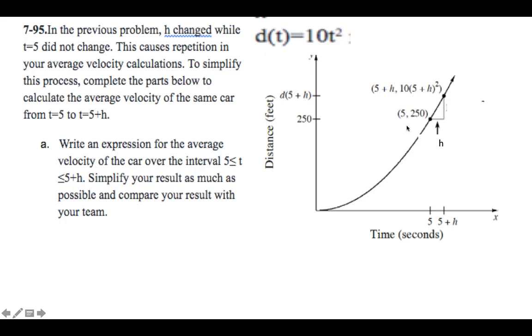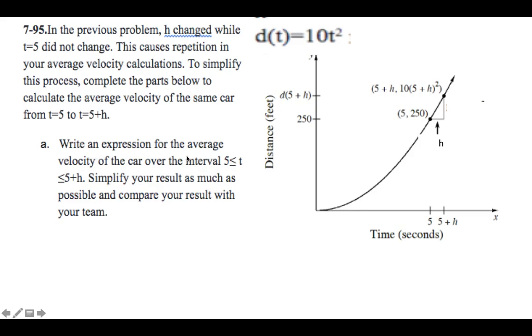The two points in question that we're going to be looking at are (5, 250) and (5 plus h, 10 times (5 plus h) squared). This is a great visual because it shows you that when the time is 5 seconds, you get 250 feet. And then if you move over some h amount, you're going to have 5 plus h. You take 5 plus h and plug it into the function to get your output. Okay, so this is a great visual.